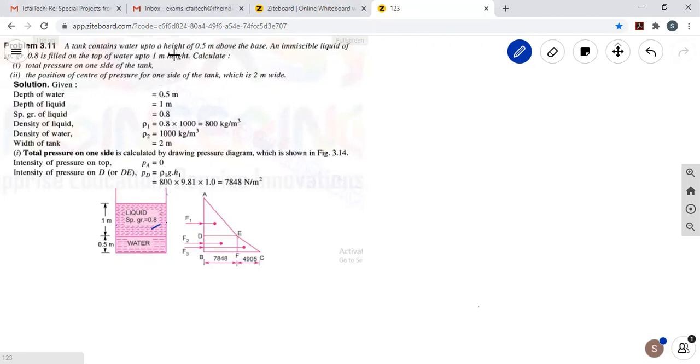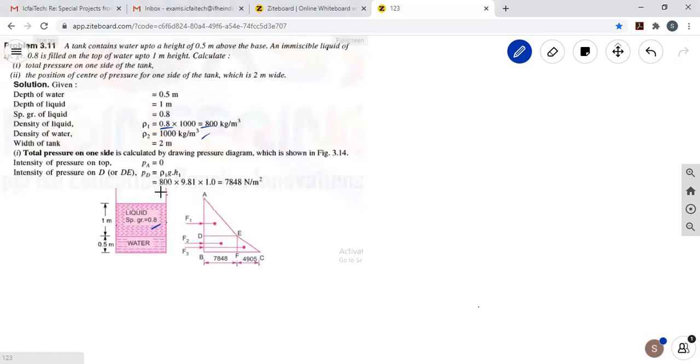Whatever data is given, I wrote here. Specific gravity is 0.8, that's why multiplied with 1000, then 800 kg per meter cube. And the density of water I know, 1000 kg per meter cube. The width of the tank is 2 meters. If you observe, I have divided this tank at 3 points, not portions: A, D, B. I wrote here B, D, A, C.